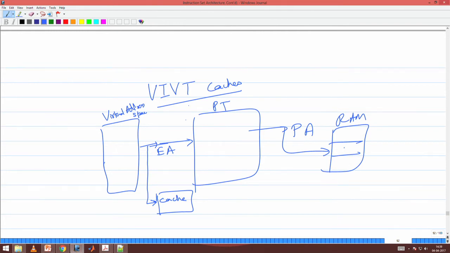Now what would be the disadvantage of this? This is where we stopped last time. What is the disadvantage of a virtually indexed, virtually tagged cache? Palgat, are you able to follow my question? Yes. Why is that so low? Still low. Okay. Tell me, what is the disadvantage of having a virtually indexed, virtually tagged cache?